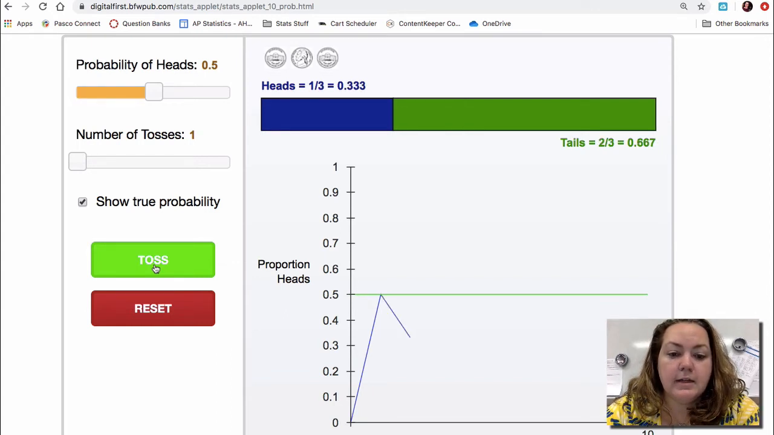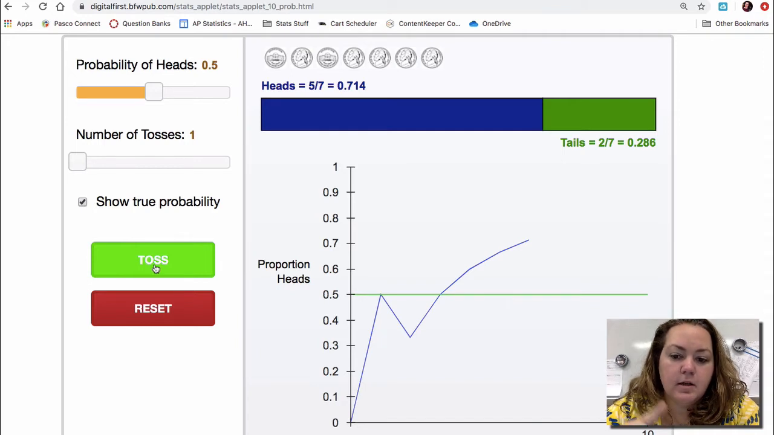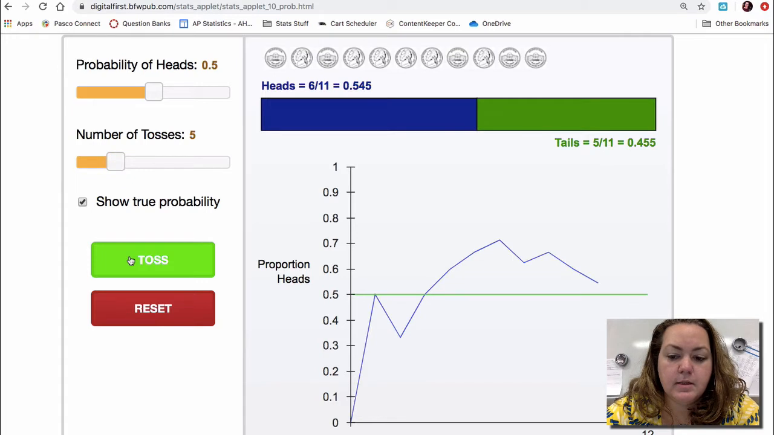If I toss again, I got tails. Now my probability is down to 33.3%. Again, I got a head, so I'm back up to 50. I got a heads again, so my percent is 60. Another heads. So I'm kind of on this getting a lot of heads in a row, so my probability is increasing. All right, now let's go ahead and change this to like 5 times.